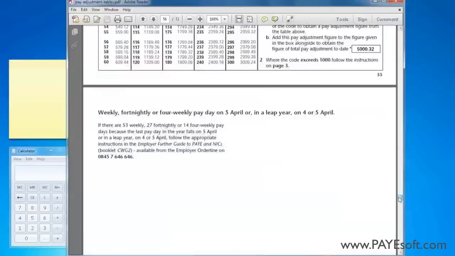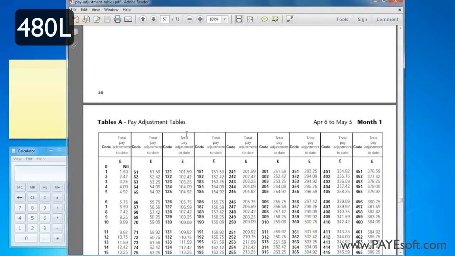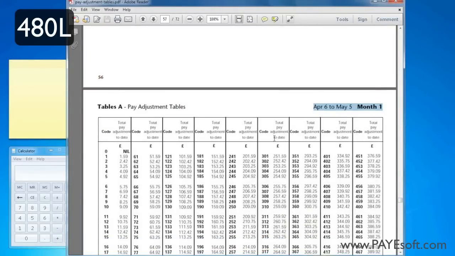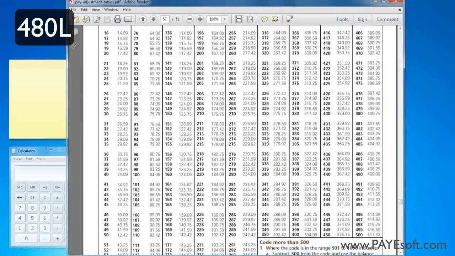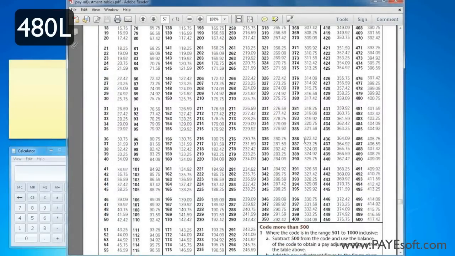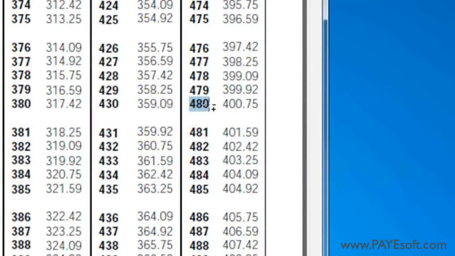For an example of a tax code under 501, we will use 480L and a monthly paid employee. For weekly paid employees, apply the same formula using the weekly tables. Look up 480 in the code column on the appropriate page for the period and frequency. The amount of free pay to date is shown to the right of the code.